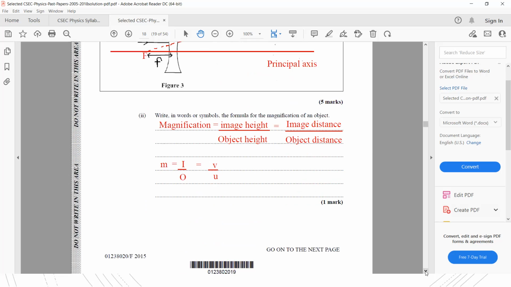Now the magnification given by a lens, you can use image height over object height, or image distance over object distance. But make sure it's always image over the object. So this is the worded formula or symbols. M is for magnification, I is for the image height, O is for the object height. Or if you want to use V over U, V is the image distance and U is the object distance. Now, since it's just one mark, you just need to put either one.